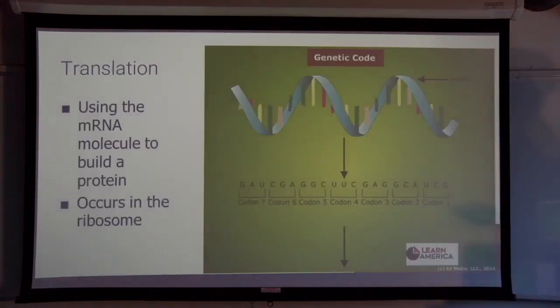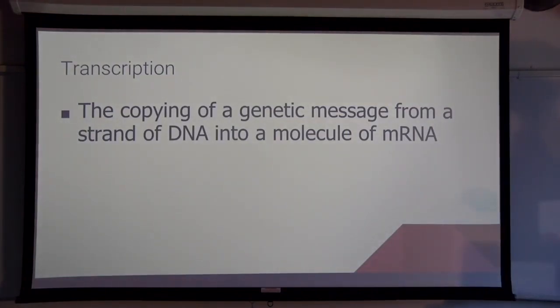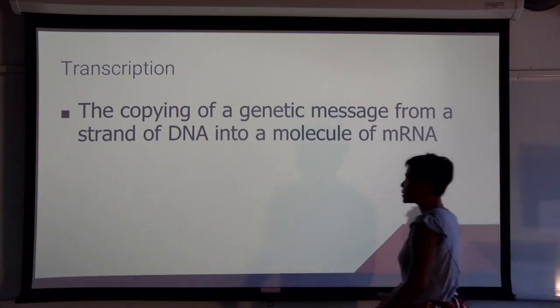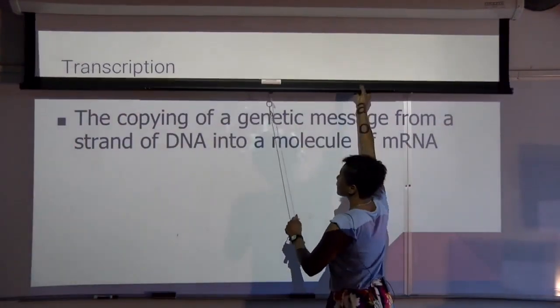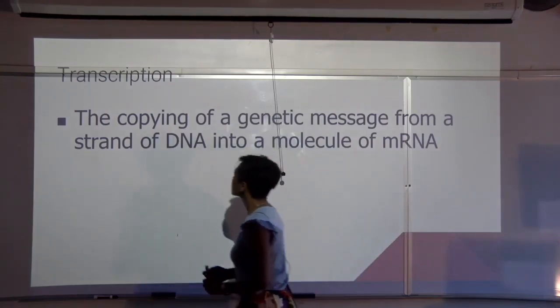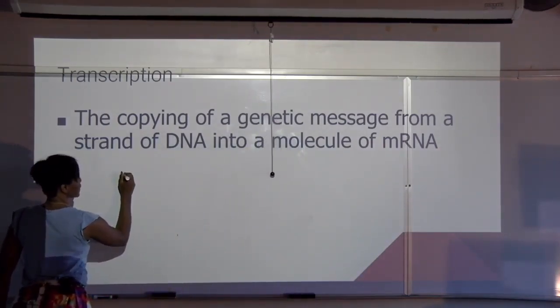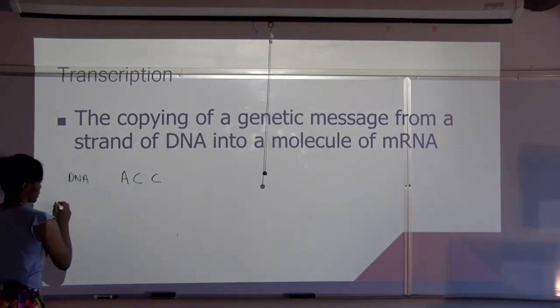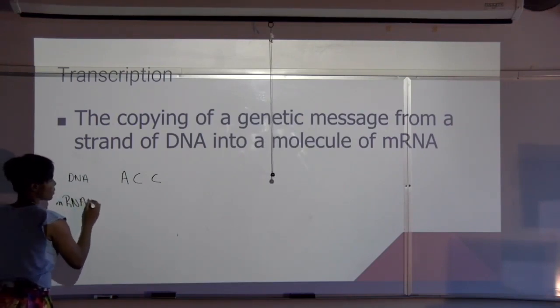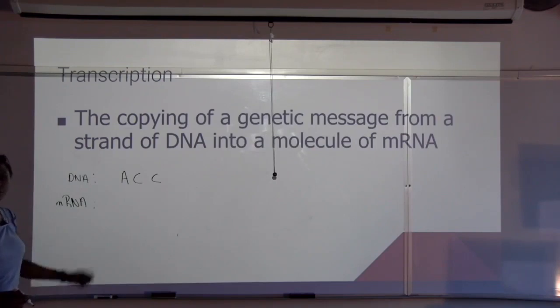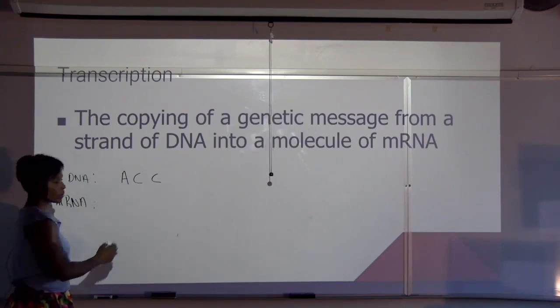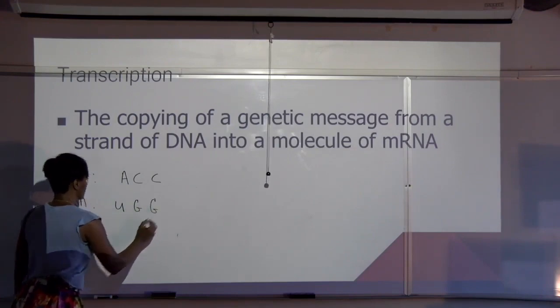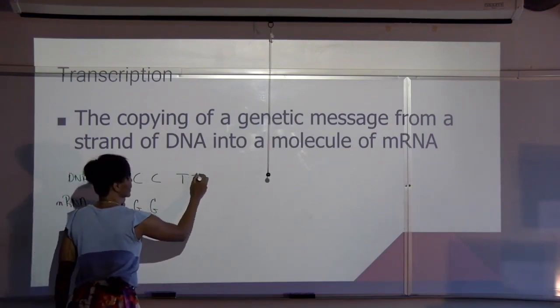So let's take a look at the transcription process. Transcription is the copying of the genetic message from a DNA into a messenger RNA code. So let's do a quick practice with that. If the DNA, let's say, is ACC, what would your messenger RNA be? UGG. Or let's say our DNA is TA.